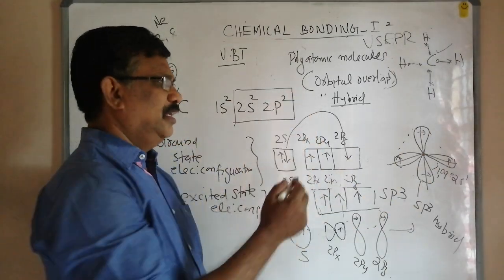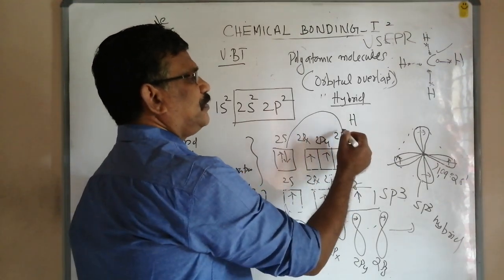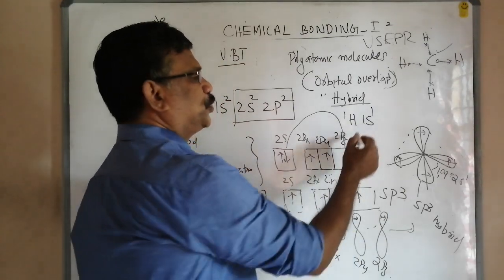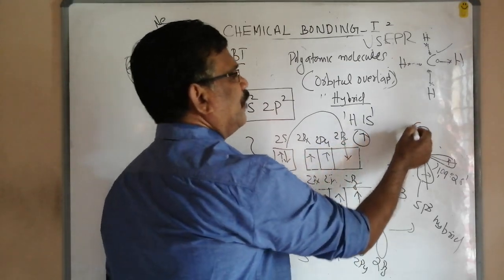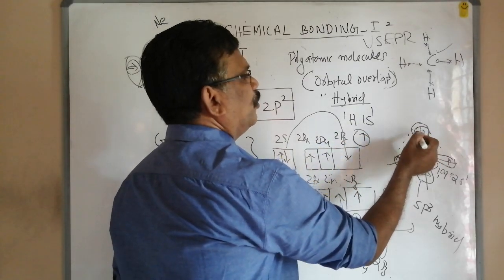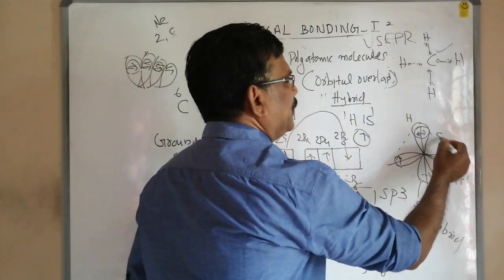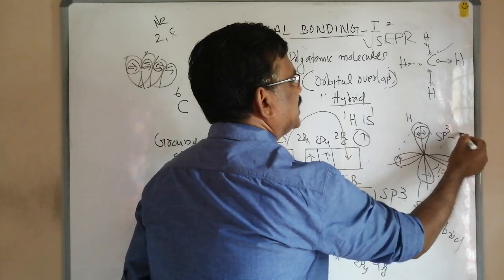Formation of methane: an H atom is approaching. Atomic number 1, configuration 1s1, spherical with one electron, overlapped here. A covalent bond is formed, a C-H covalent bond. What is the overlapping? Sp3 S overlapping.